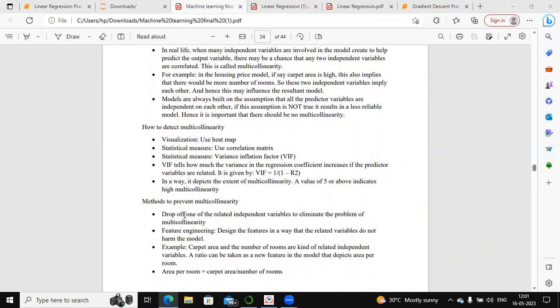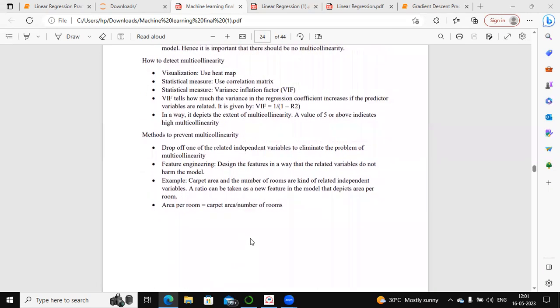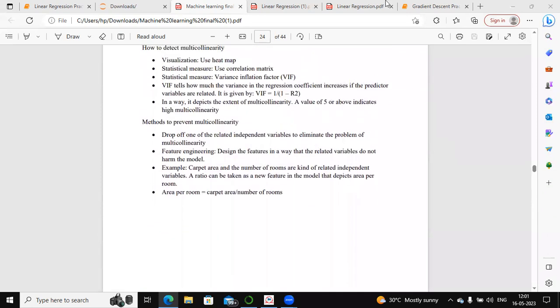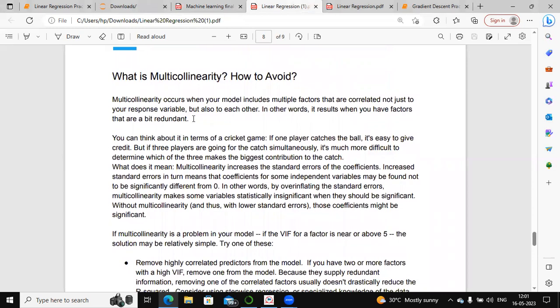Drop one of the related variables to eliminate the problem of multicollinearity. Another way is feature engineering: design the features in a way that related variables do not harm the model. For example, carpet area and the number of rooms are related independent variables. A ratio can be taken as a new feature, area per room, that is carpet area by number of rooms. Okay. So multicollinearity occurs when your model includes multiple factors that are correlated not just to a response variable but to each other.